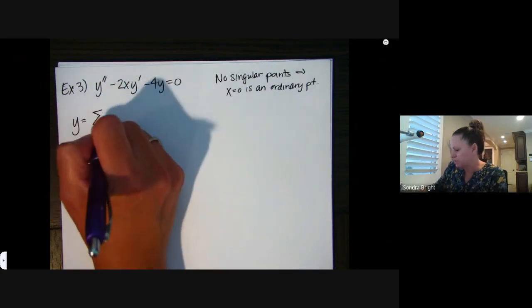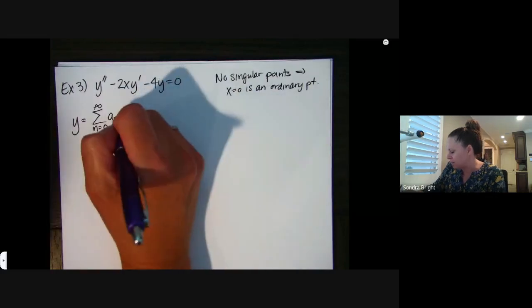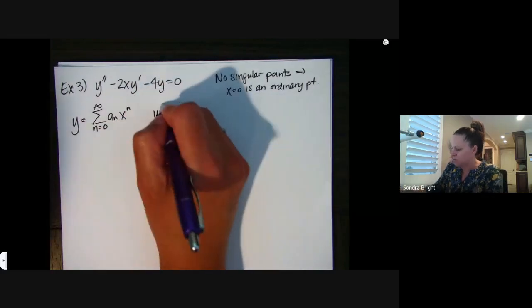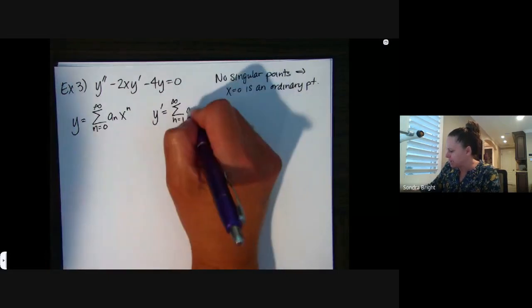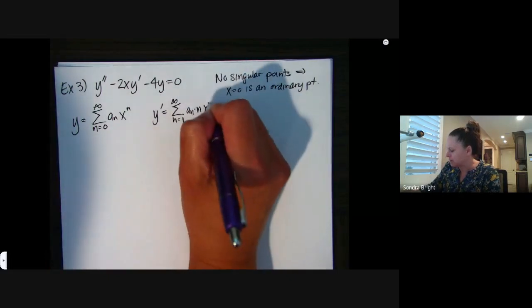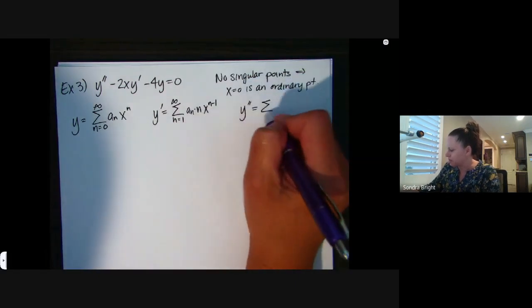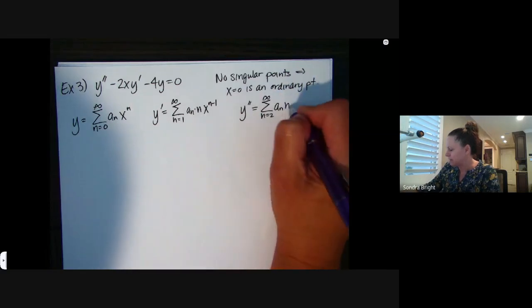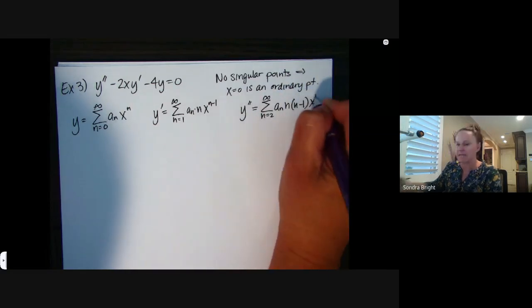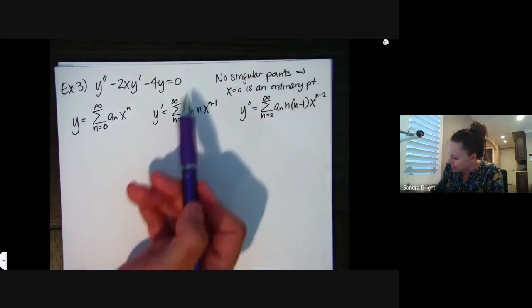Again, I'll write it again because it's worth writing until you have it memorized. y I'm going to replace with the sum of a_n x to the n. y prime I'm going to replace with, remember your index starts at 1 now, a_n times x to the n minus 1. And y double prime I will replace with, my index now starts at 2, a_n times n times n minus 1, and then x to the n minus 2. So those are my replacements. You place them in the original equation.